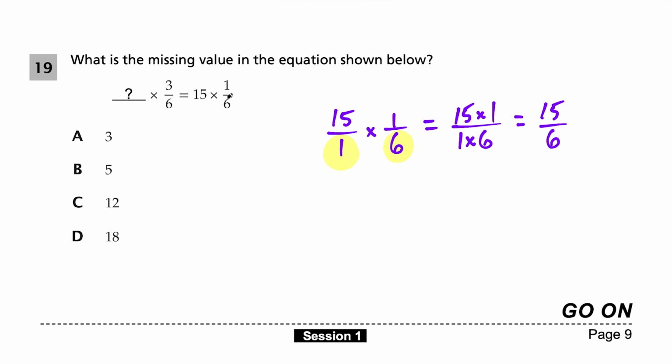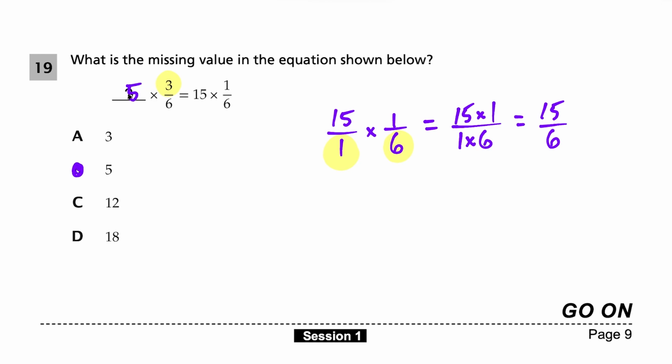Now, there's a few ways that we could go from here, but to find the mystery value, let's think about this. All of the answer choices are whole numbers. So notice that when I did the multiplication here, the only value that changed when I multiplied was the numerator. I did 15 times 1 is 15, and my denominator stayed a 6. So here, if I have only whole numbers to choose from, which whole number times 3 is going to give us a numerator of 15? And if you look through the answer choices, it would have to be choice B.